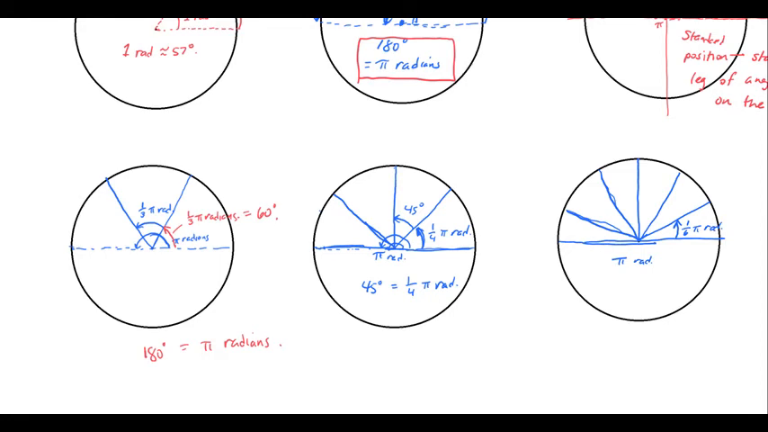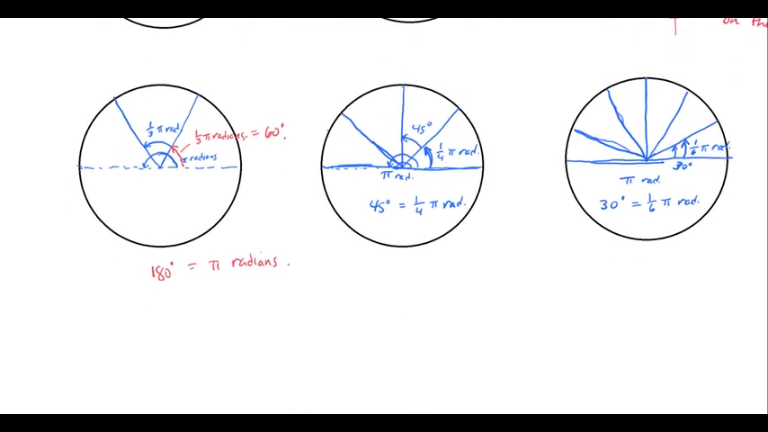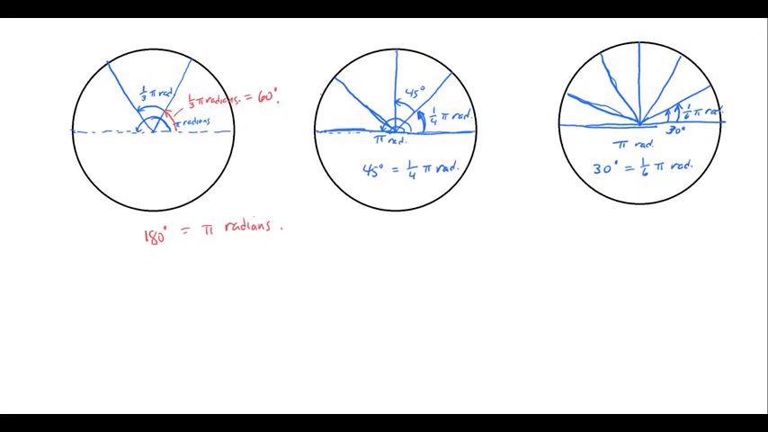And what's the angle again? Well, I've taken 180 degrees and divided it into 6 equal parts. So that is 30 degrees. That means that 30 degrees is 1/6 of pi radians. All right, so now what if I'm given just some random angle measure in degrees and I want to change it over to radians? Let's talk very briefly about how to do that.